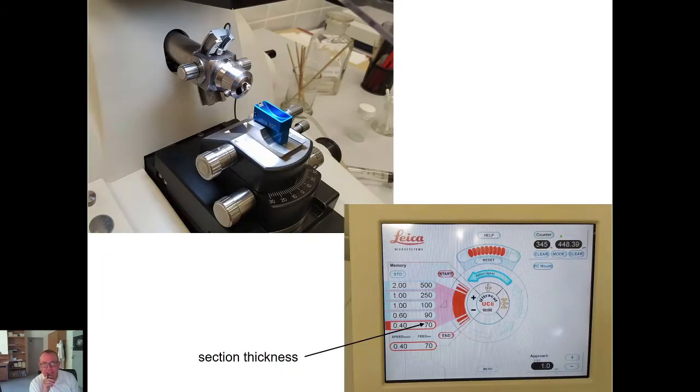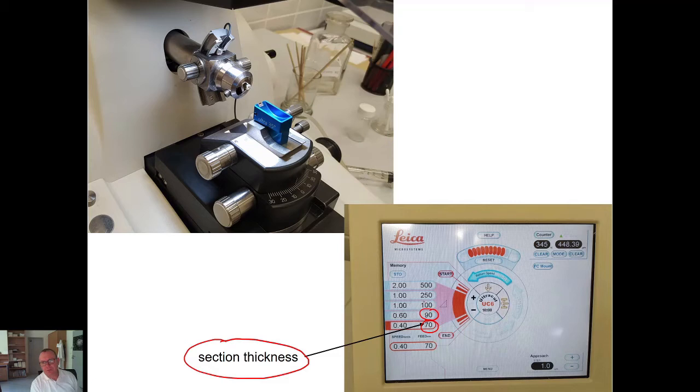Here is a detail of the knife and specimen in the ultramicrotome. Here is a detail of the directing panel of the ultramicrotome. And the most important value which we have to set during the sectioning is the section thickness. Section thickness in electron microscopy has to be between 50 and 100 nanometers. So we use, for example, 70 nanometer thickness, 90 nanometer.